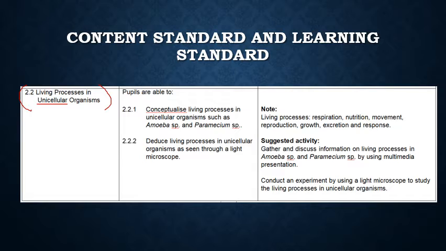So for our discussion today, the learning standard is to conceptualize living processes in unicellular organism, such as amoeba species and paramecium species. These are the two main unicellular organisms that we are going to discuss today. Our learning standard that we are going to cover is only 2.2.1.